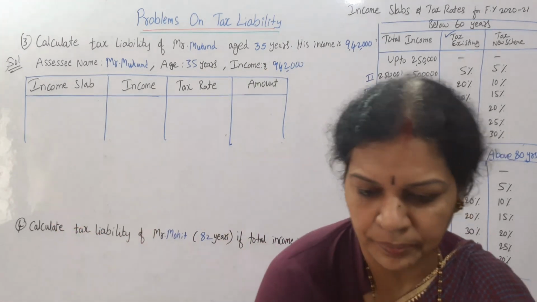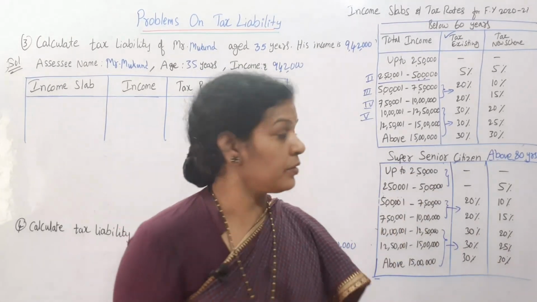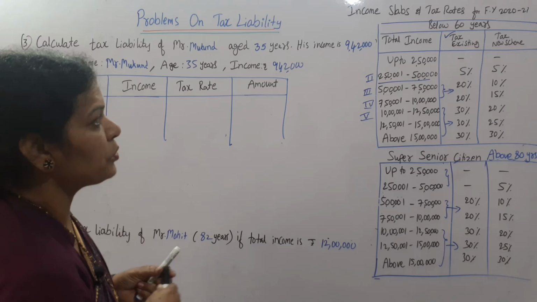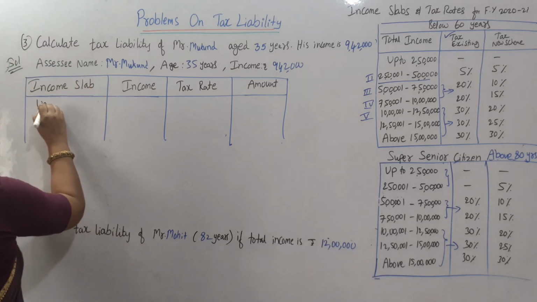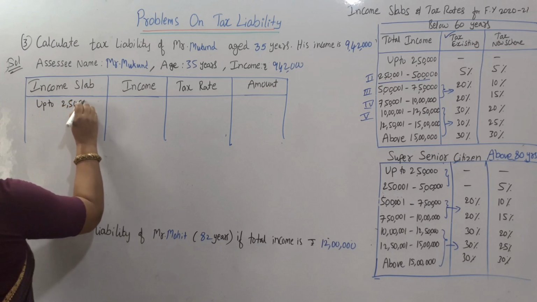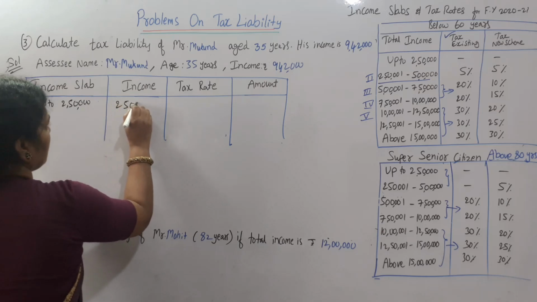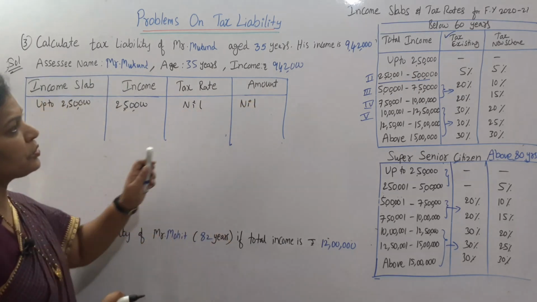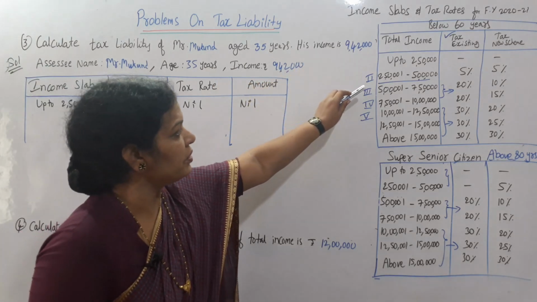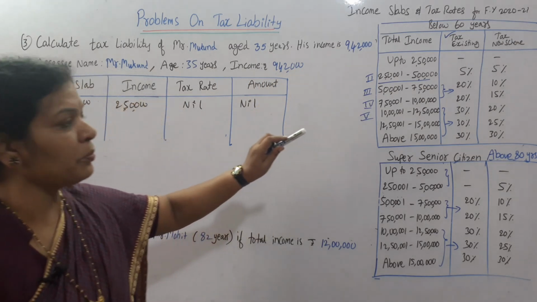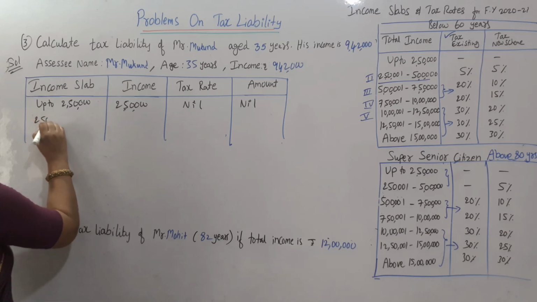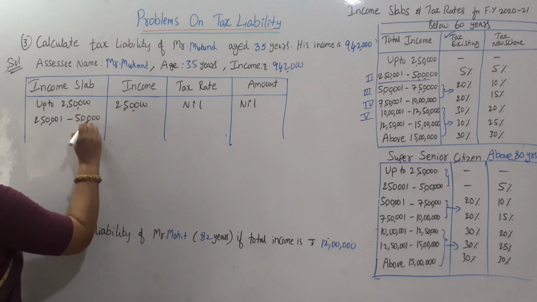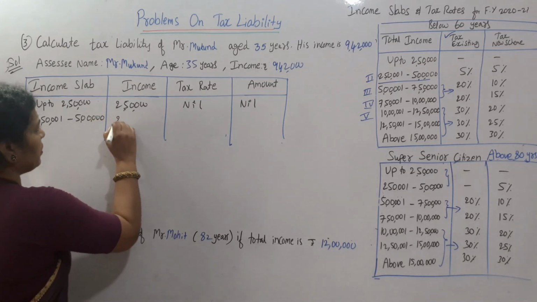Now let us calculate. First slab is here. Whose age is 35 years, means this table we have to see. Up to 2,50,000, this tax is nil. Next, his income is 9,42,000. Here we have to take 2,50,000 one rupee to 5 lakh, means 2,50,000.